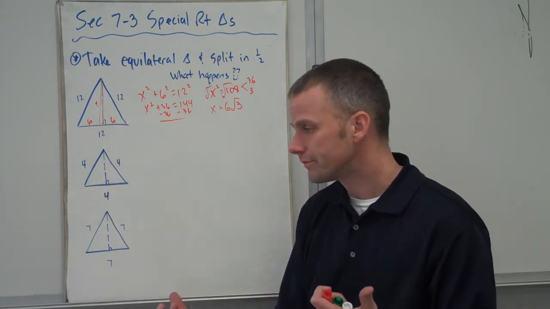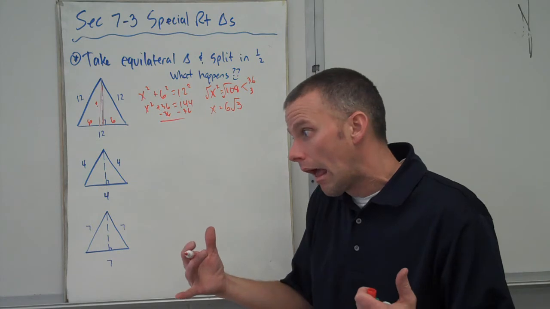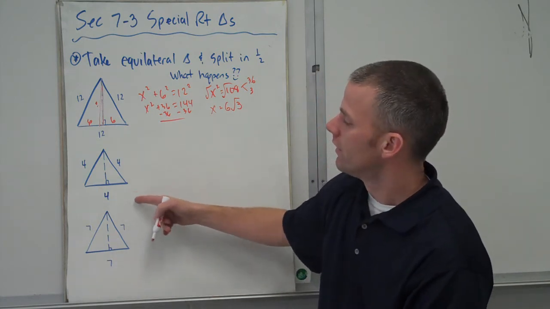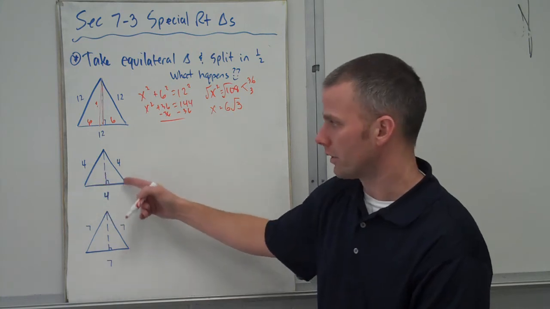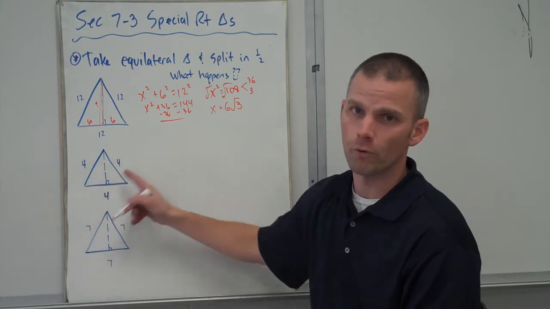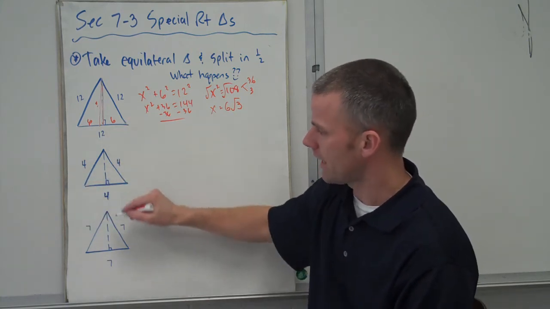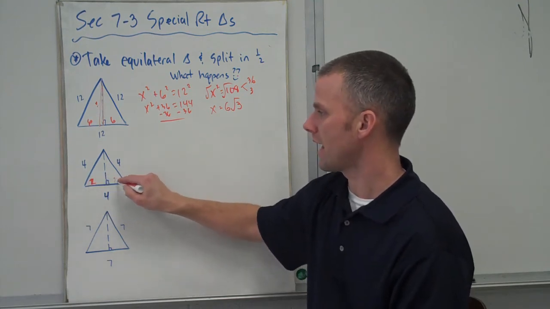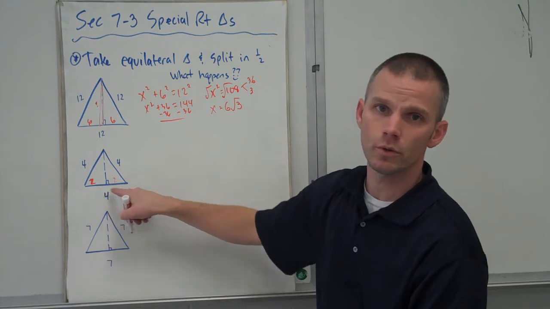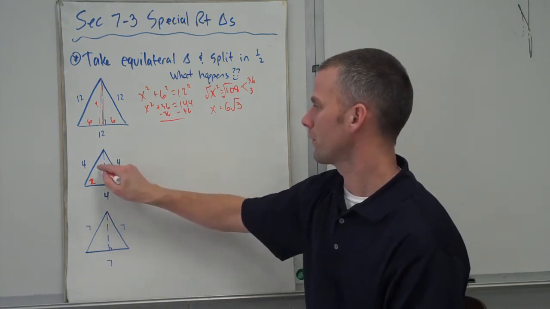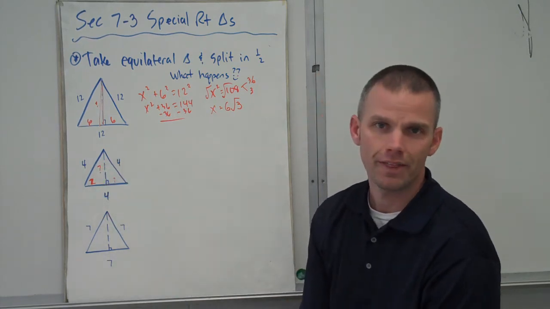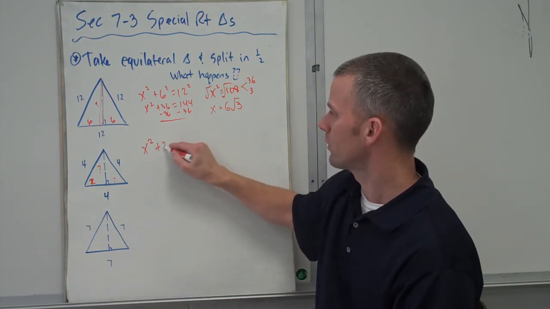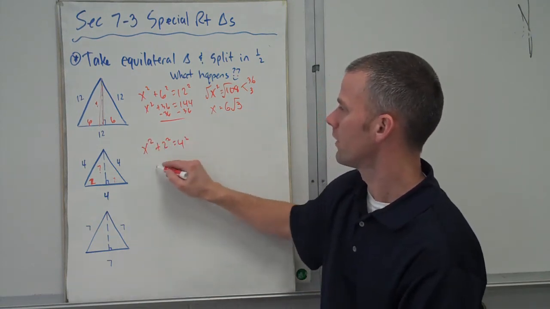Why is it important? Is there a pattern? I don't know. We'll find out. If we look at another equilateral triangle, let's say this time we've got measurements of 4, 4, and 4. Again, drop that altitude. It's going to split that base in half, so now I've got 2 and 2. Again, if I want to figure out the length of that altitude, Pythagorean theorem, x squared plus 2 squared equals 4 squared.